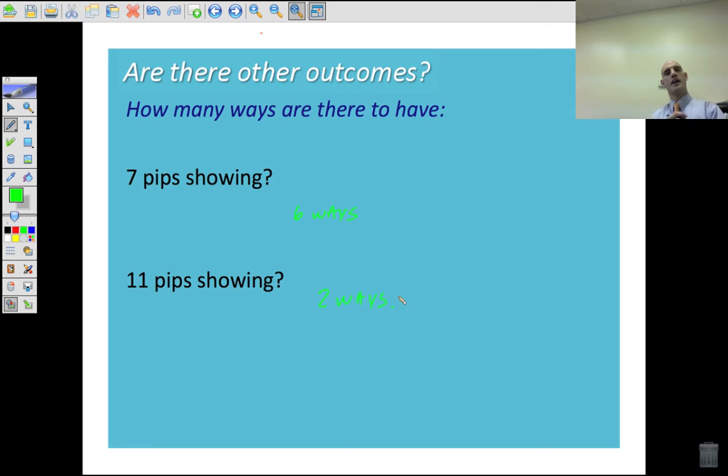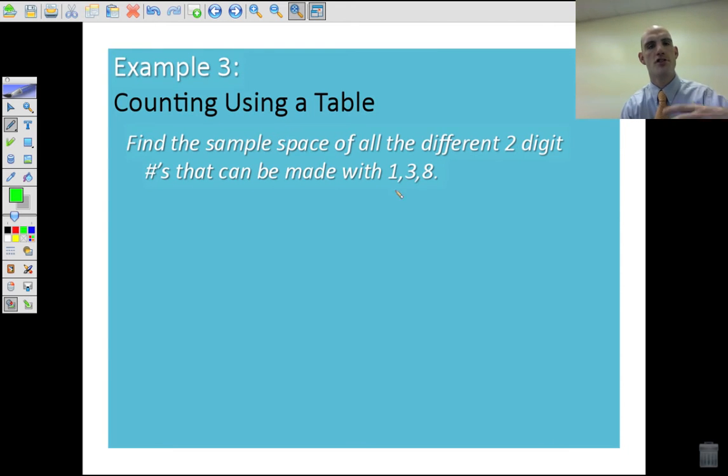So I'll use my systematic chart to help me figure out the number of pips that could possibly be showing. That's one way of doing it. That's kind of making a chart. We're developing strategies. So we're using this table mentality to find the sample space, the possible outcomes of all the different 2-digit numbers that can be made with 1, 3, and 8.